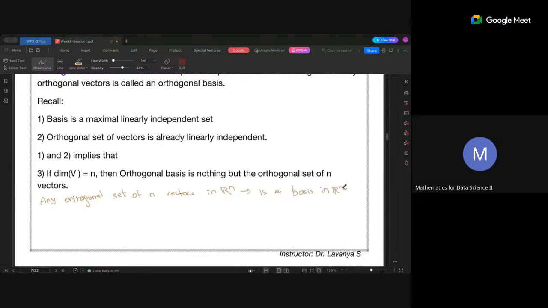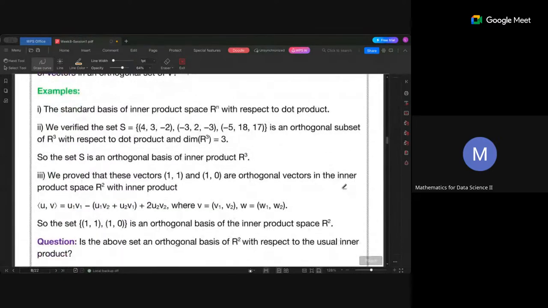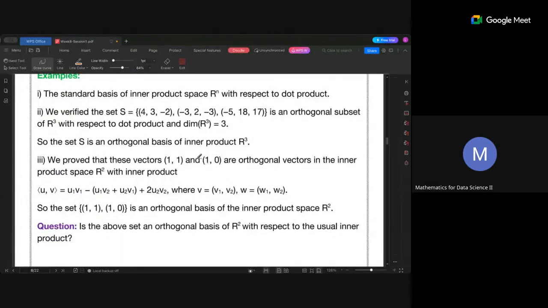Okay, fine. So here are some examples. This is what we have already proved. So you see that this is an orthogonal basis in R3. Standard basis is something which we have already seen. So we have seen that these two are orthogonal with respect to this particular inner product. So this forms an orthogonal basis with respect to this inner product. What is the underlying inner product is important.